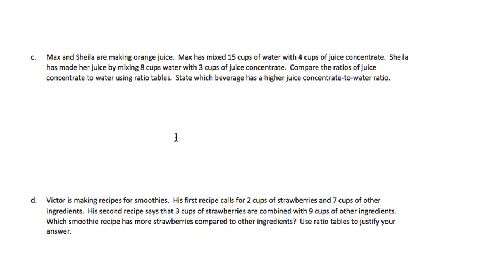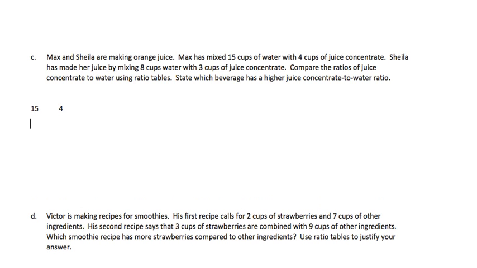And finally, Max and Sheila were making orange juice. Max mixed 15 cups of water with 4 cups of juice. Sheila made her juice by mixing 8 cups of water with 3 cups of juice. We're going to compare the ratios of juice concentrate to water by making ratio tables, and then state which beverage has the higher juice concentrate to water ratio. So Max used 15 cups of water, 4 cups of juice concentrate, and then if we made another table, that would be 30-8.